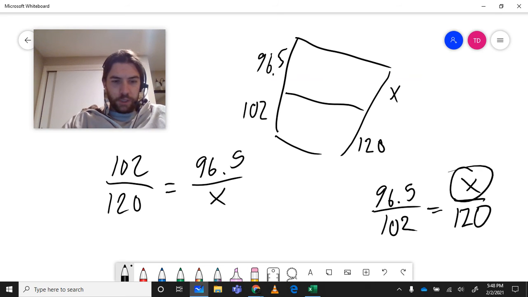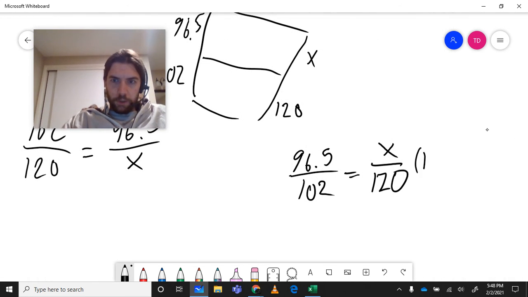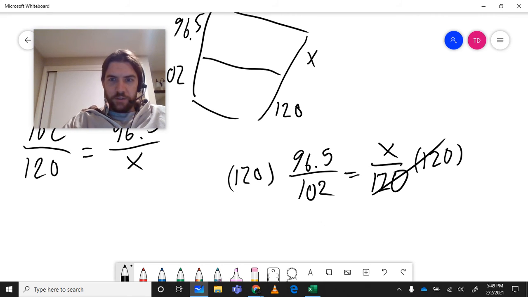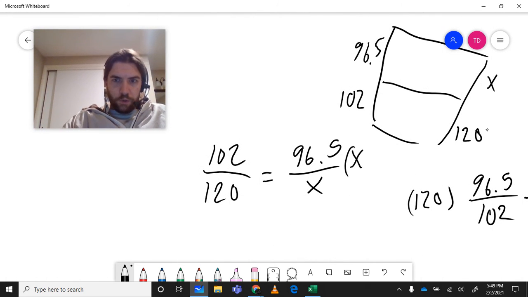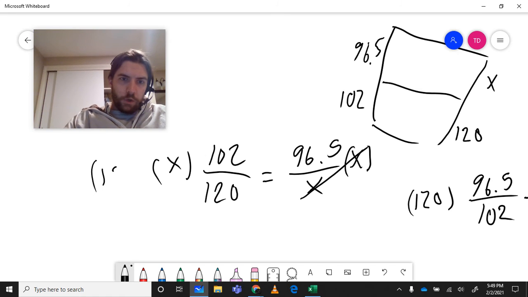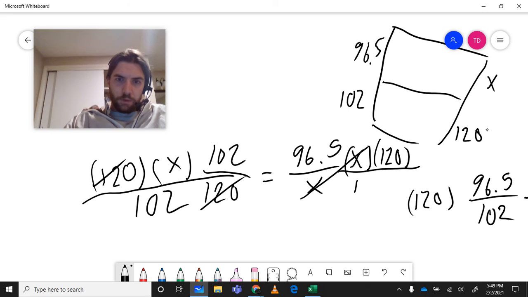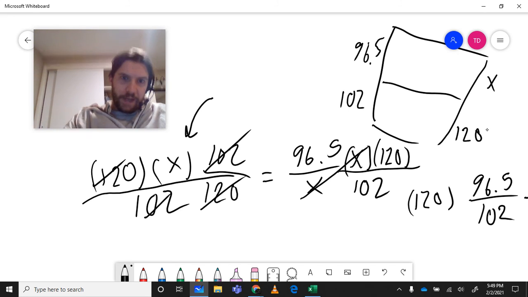So if I wanted to solve for x over here, I would, for example, multiply by 120 on both sides. And then once I've got whatever that simplifies to, I know my x value. Over here, it would take an additional step. In order to get x out of the denominator, we'd have to multiply by x on both sides, which would cancel out over here. Then we would need to multiply by 120 on both sides in order to get rid of this on the bottom. And we'd have to divide by 102 on both sides in order to get rid of this number on top to get our x by itself.